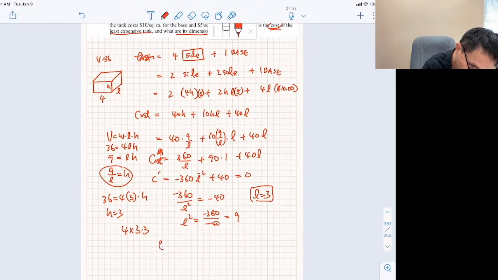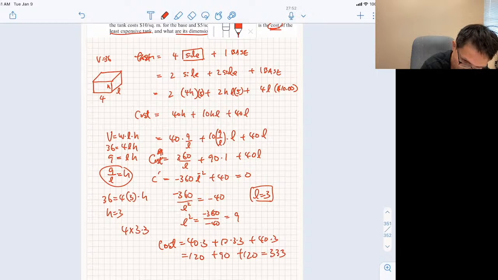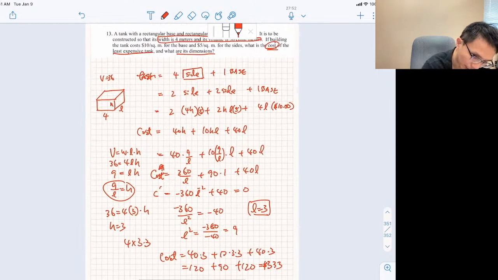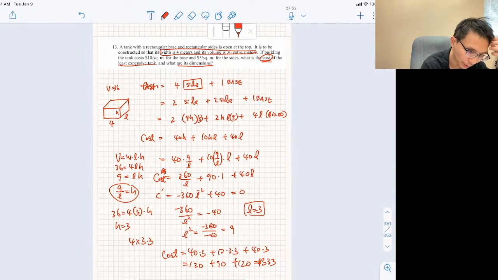So the cost equation equals 40 times H, which is 3, plus 10 HL, which is 3 times 3, plus 40 times L, which is 3. So it'll be 120 plus 90 plus 120. That's equal to 240 plus 90, so it'll be $330.